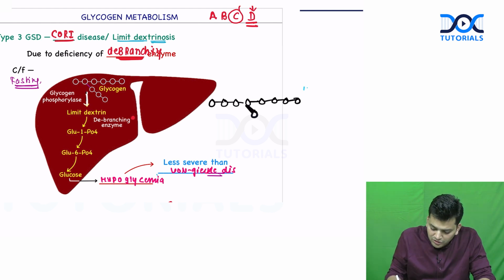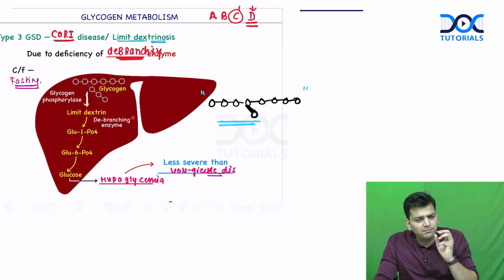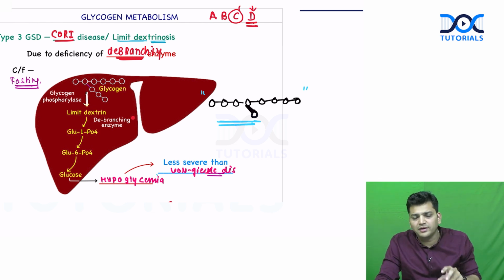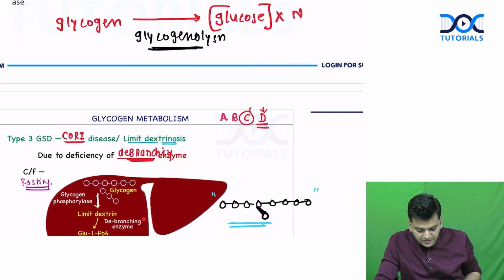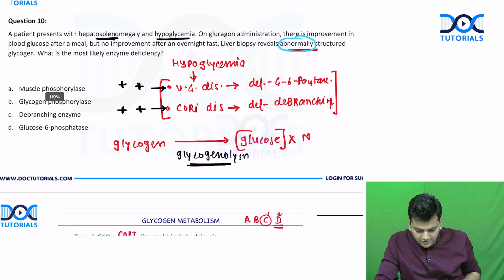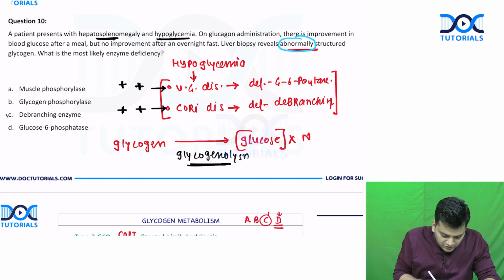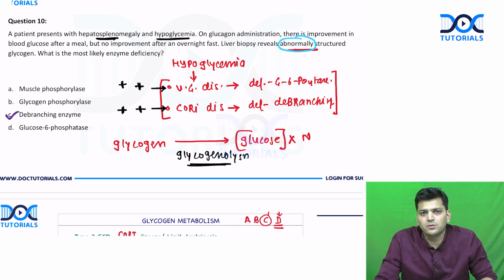These abnormally short branched glycogens will accumulate in the liver. The moment there is short branched abnormal glycogen accumulated in the liver, it is a debranching enzyme deficiency, and that is going towards Cori disease. So the answer to this question is going to be the deficiency of debranching enzyme, that is Cori disease.